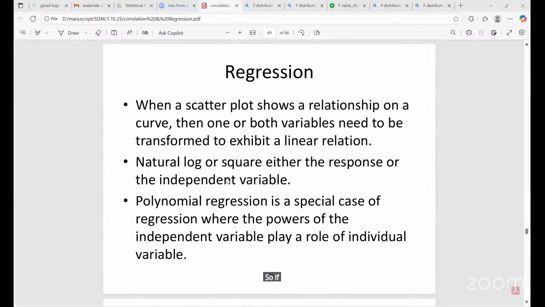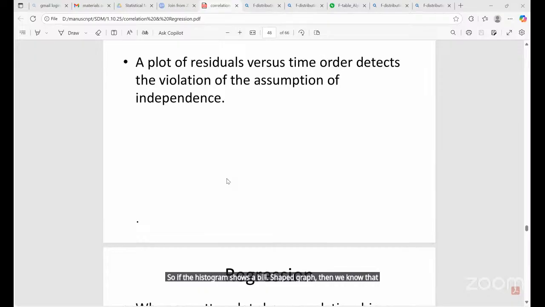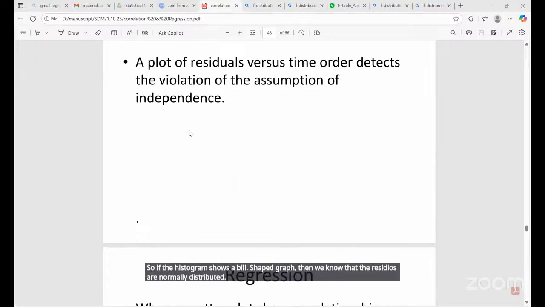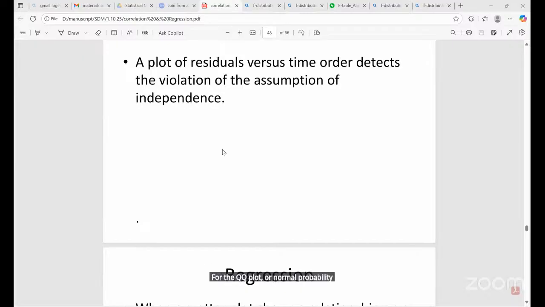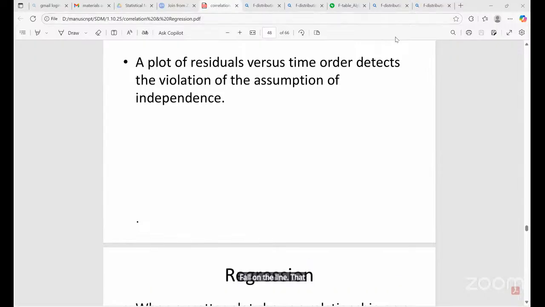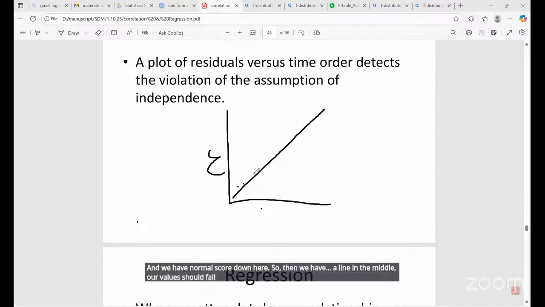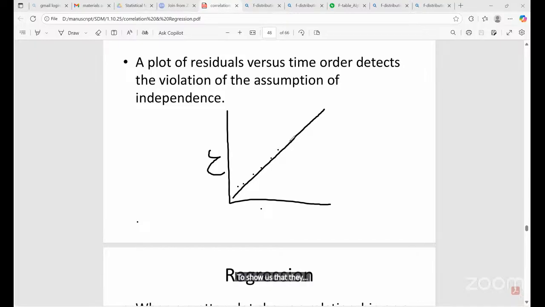So if the histogram shows a bell-shaped graph, then we know that the residuals are normally distributed. For the QQ plot or normal probability plot, the residuals should fall on the line that goes through the data. So we have residuals here, and we have normal score down here. Then we have a line in the middle. Our values should fall on this line to show us that there is normality in the residuals.